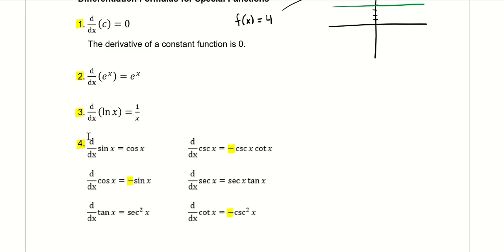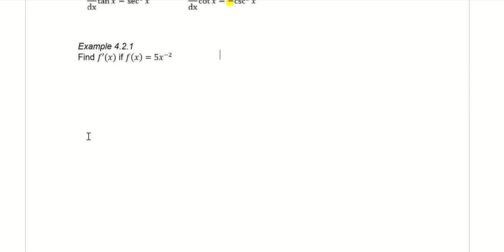This is the middle of page 4, example 4.2.1, and we want to find the derivative of f of x if f of x is this function here. So we want f prime of x, and I'm going to use Lagrange notation. I'm going to keep using this just because it's in the problem. So f prime of x is going to be the derivative of this thing. So 5x to the negative 2, it's like we're taking the derivative of that, right? Because it's our function.